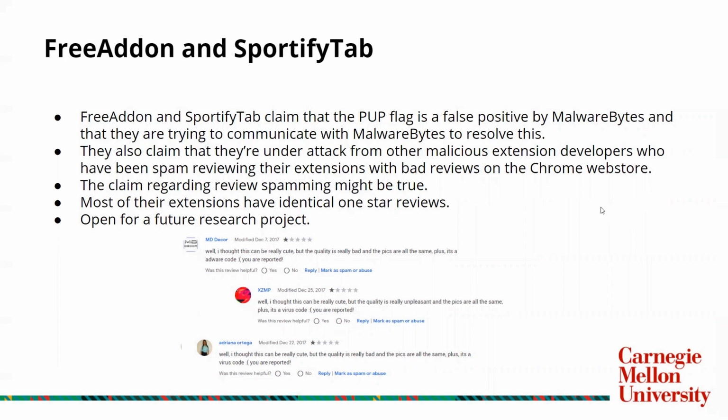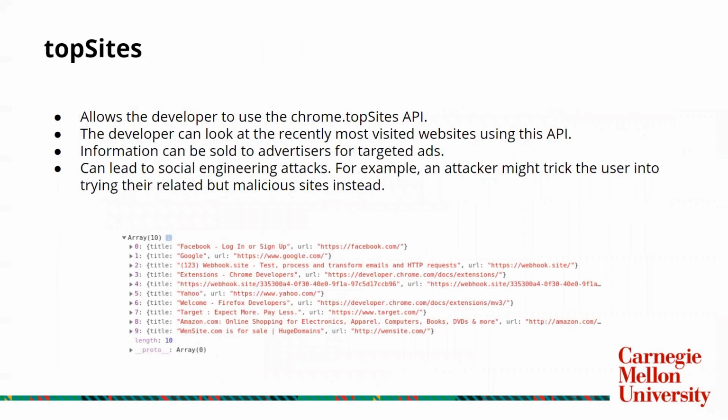Next slide. The topSites permission allows the developer to use the chrome.topSites API. The developer can look at the most recently visited websites using this API, and this information can be sold to advertisers for money. At the bottom of this slide, you will find the output of using the get method of this API. This can also be used for social engineering attacks. For example, attackers might trick the user into trying their related but maybe malicious websites instead.